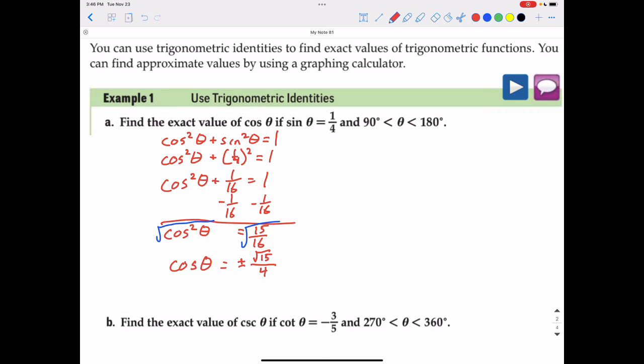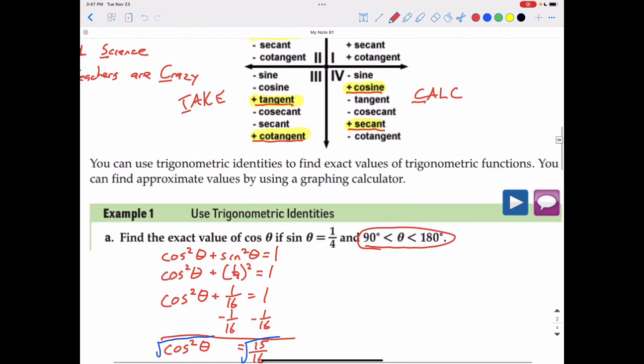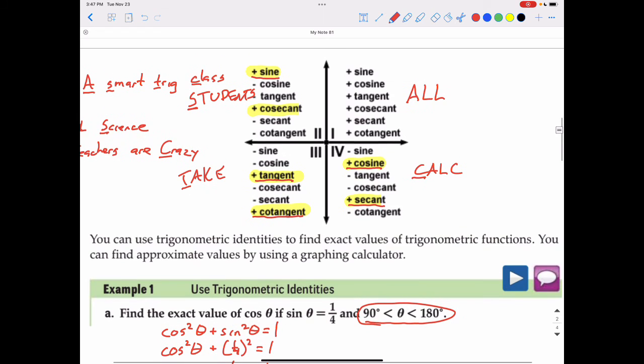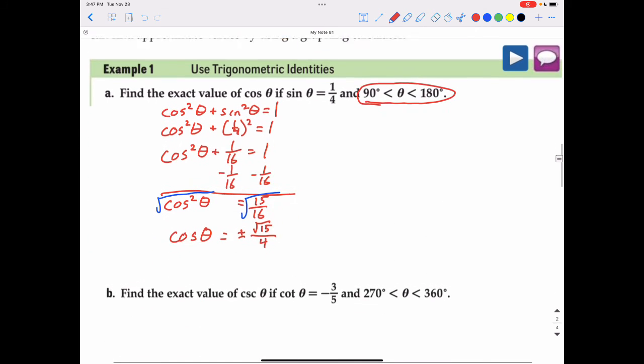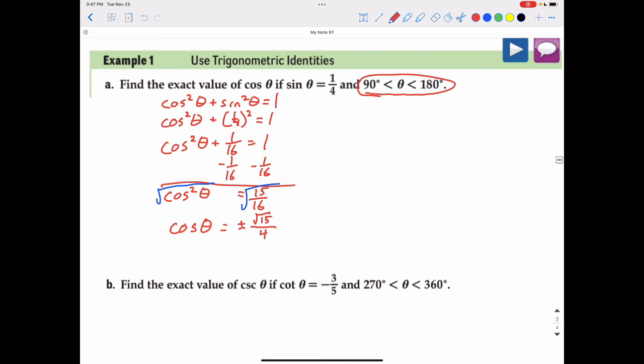But it says find the exact value of cosine of theta if the sine of theta is 1/4, and we're dealing with between 90 and 180 degrees. So going back up to this chart, when I'm dealing with 90 to 180 degrees, I'm dealing with quadrant 2. And in quadrant 2, you can see that cosine is negative. So I'm not going to have the positive answer. I'm going to ignore that. I'm going to only have the negative answer. So the only answer is negative square root of 15 over 4.